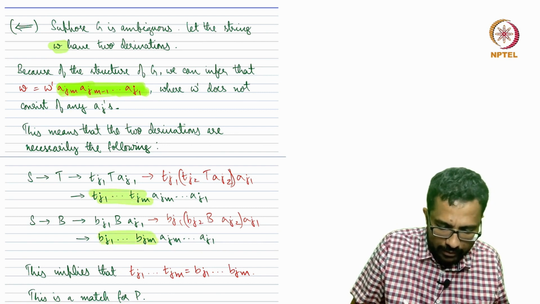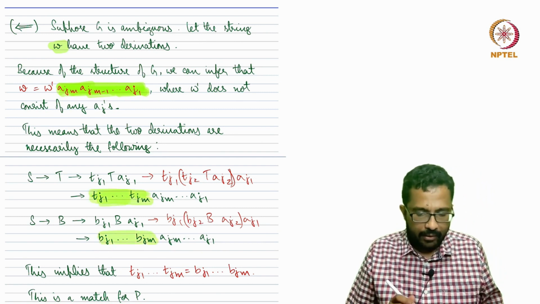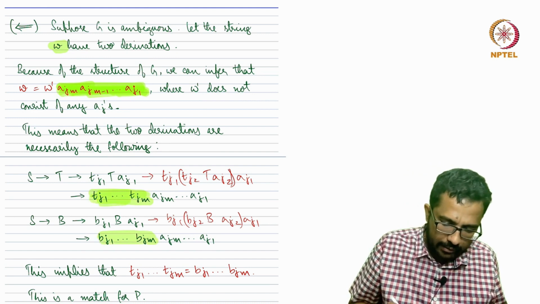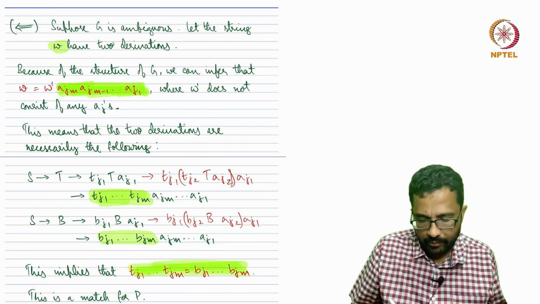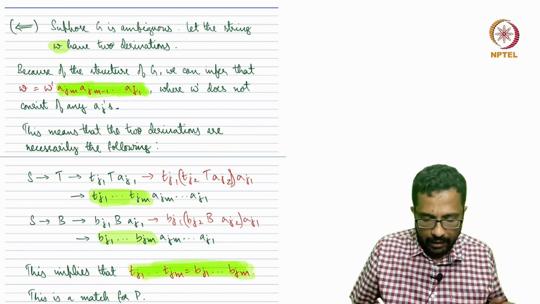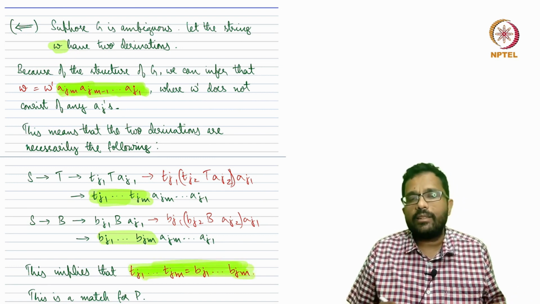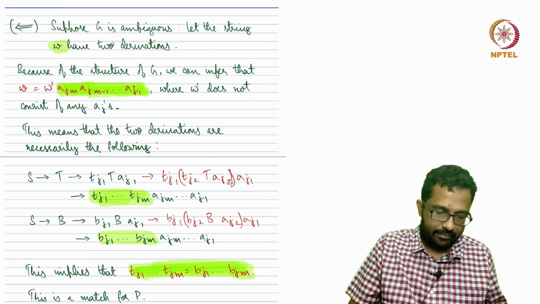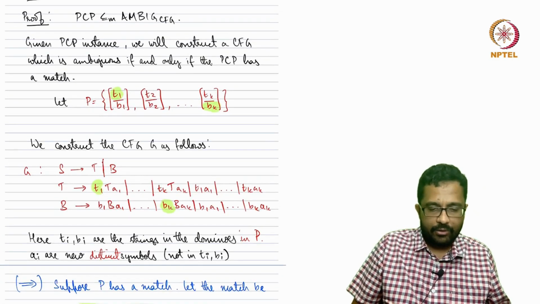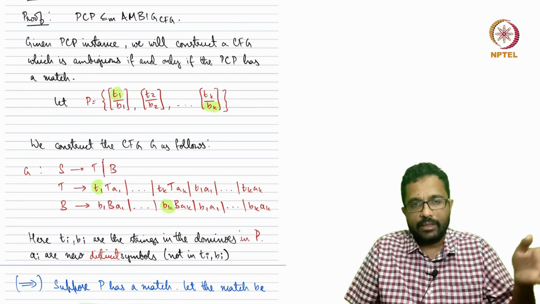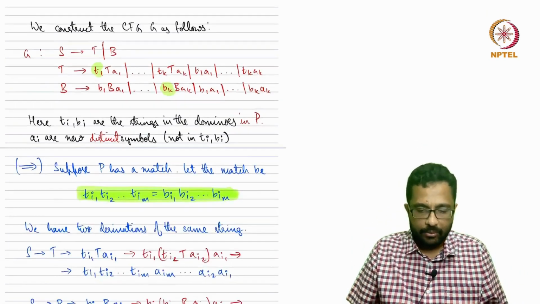The highlighted parts have to be the same, right? Which is what I have written here. Tj1 up to Tjm is Bj1 up to Bjm, right? Now once we have that, that is a match for the PCP instance. So we first have the j1th domino, then the j2th domino, up to the jmth domino.